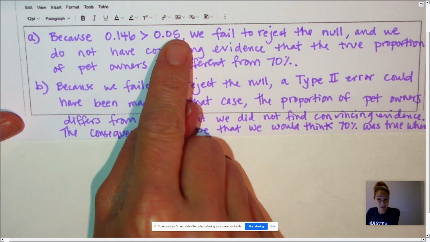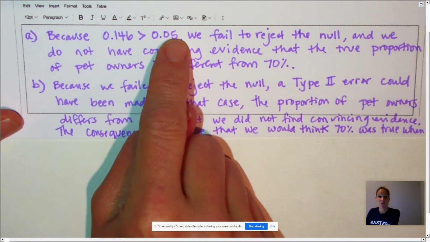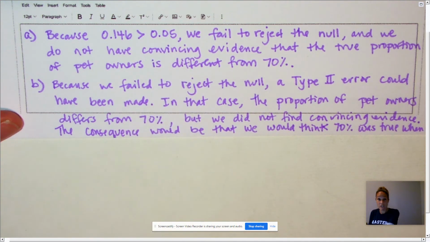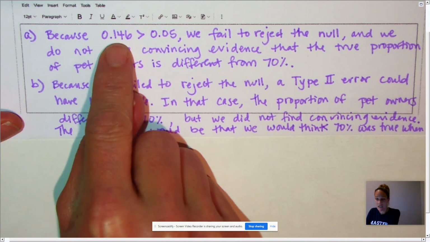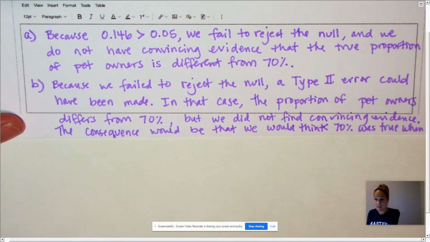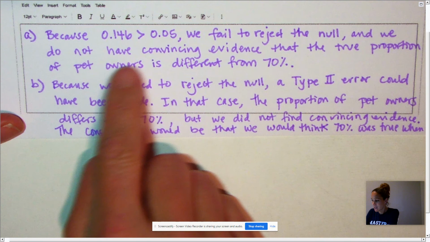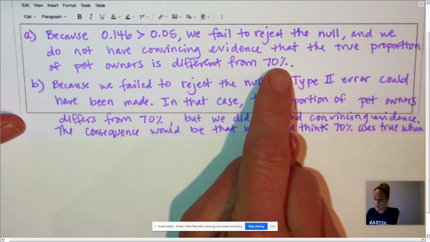If it's less likely than 5%, we're going to say, wow, that's really unlikely. And so we would reject that hypothesis, saying the chances that we got this were not that great. Whereas here, if it's greater than that value we determined at the beginning, then we know, well, it could happen by chance. So we don't really have convincing evidence that the true proportion of pet owners is different from 70%.